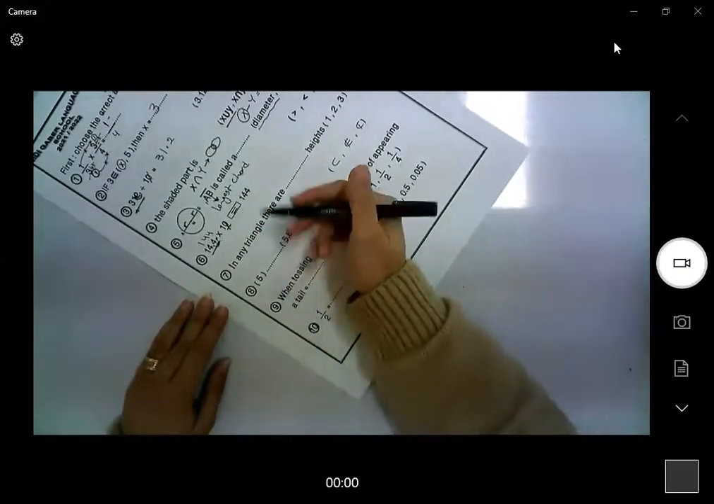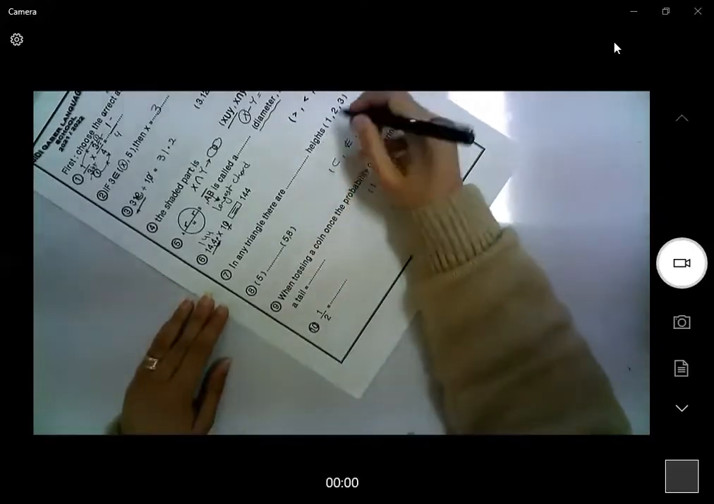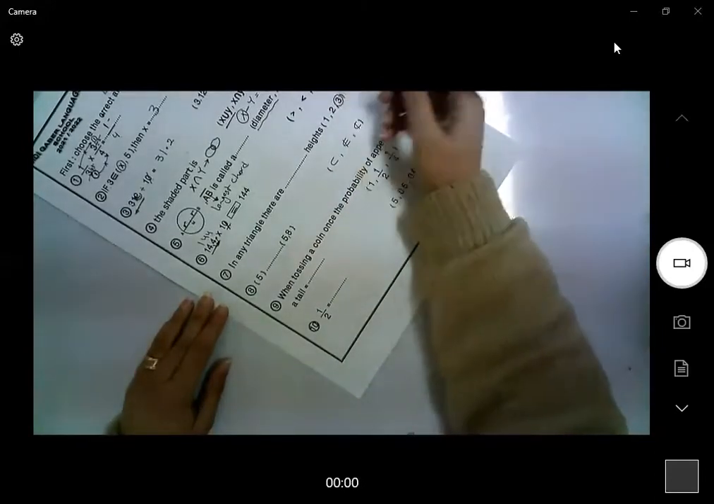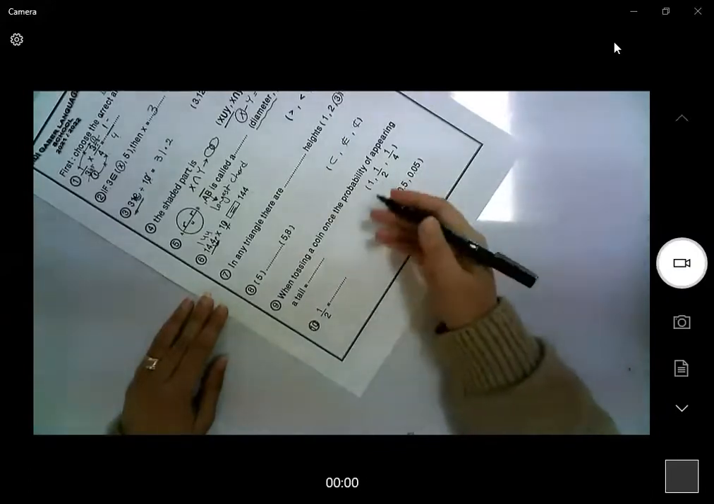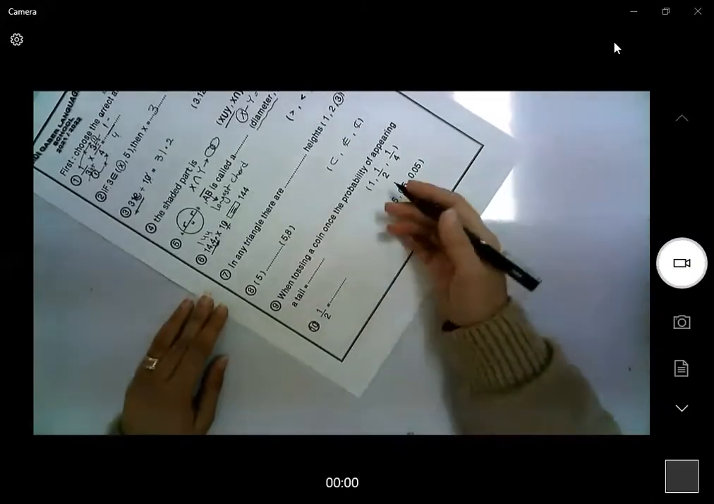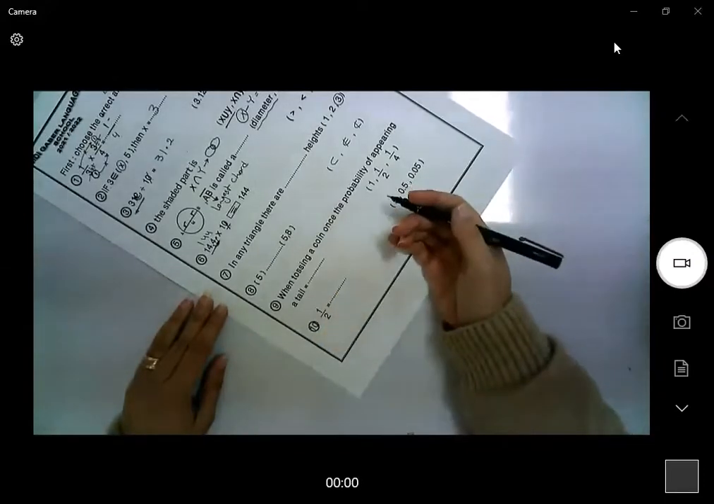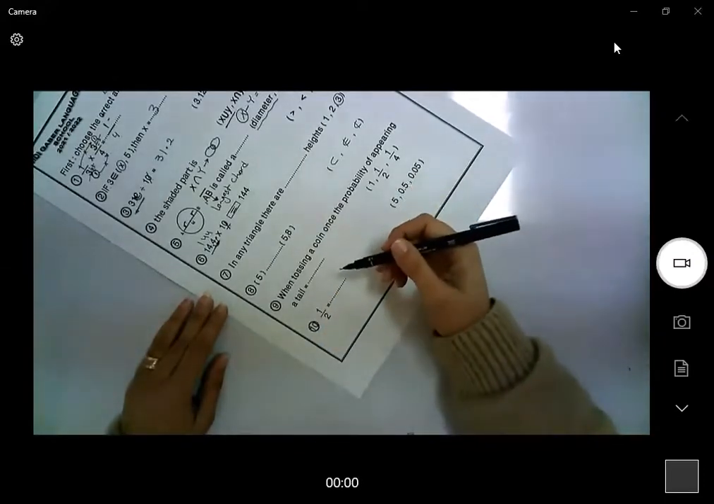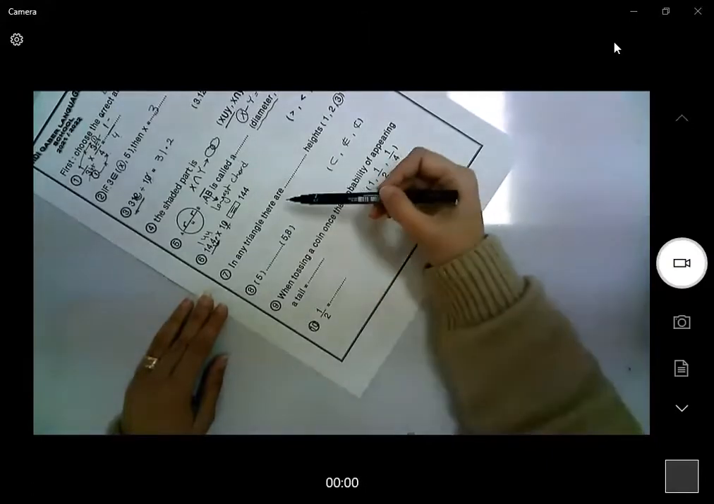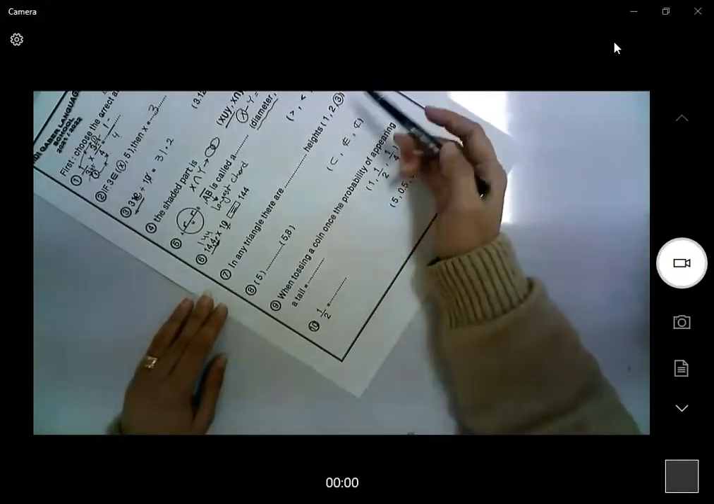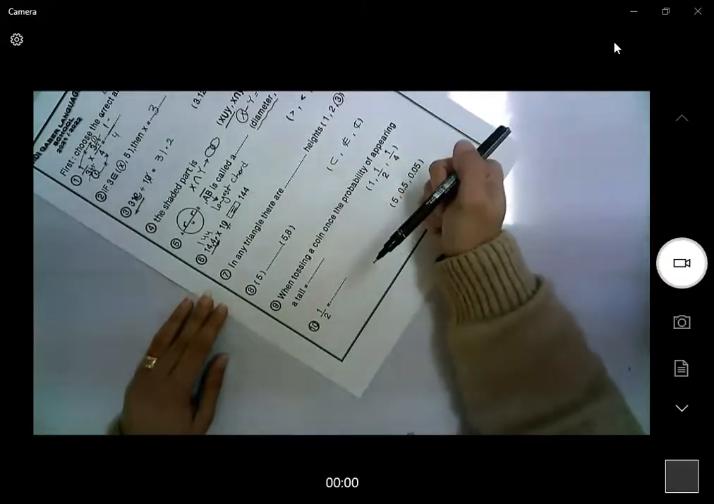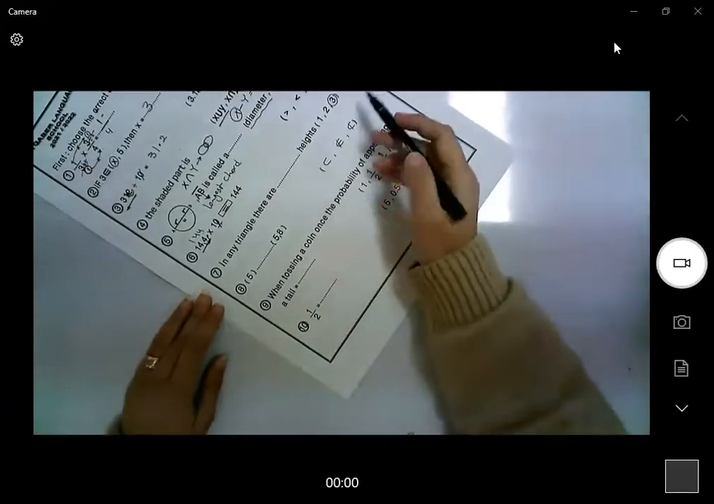In any triangle, how many heights are there? 3. Any triangle, like isosceles, scalene, right angle triangle, equilateral, obtuse angle triangle, any triangle has 3 heights.